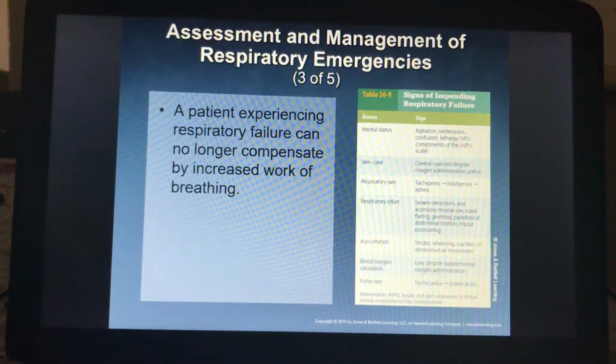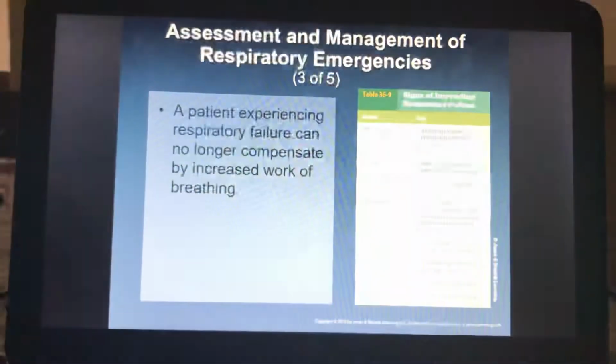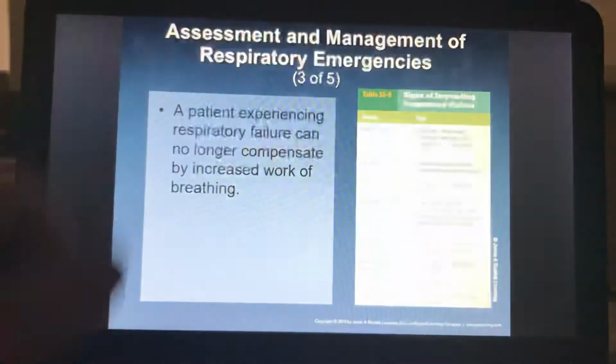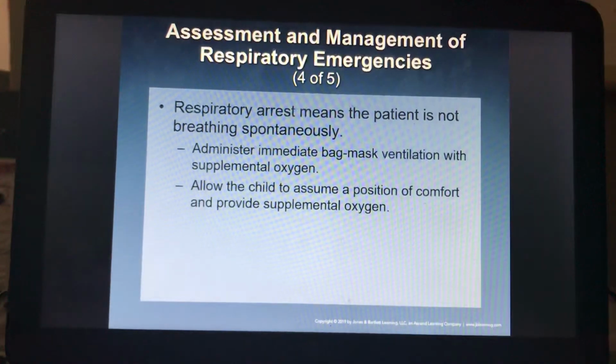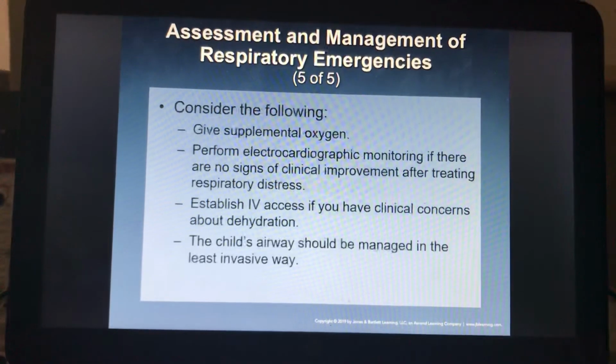Respiratory failure means that they no longer can compensate, and they're going to probably start having altered mental status, anxiety, confusion. That's when you really need to start being aggressive, because remember, kids are great, and then no, they're not. They'll be good, then nope. So remember, kids will sustain longer than adults will. Respiratory arrest means the patient is not breathing spontaneously. We're just going to leave that at that. You will have to BVM, high flow oxygen.